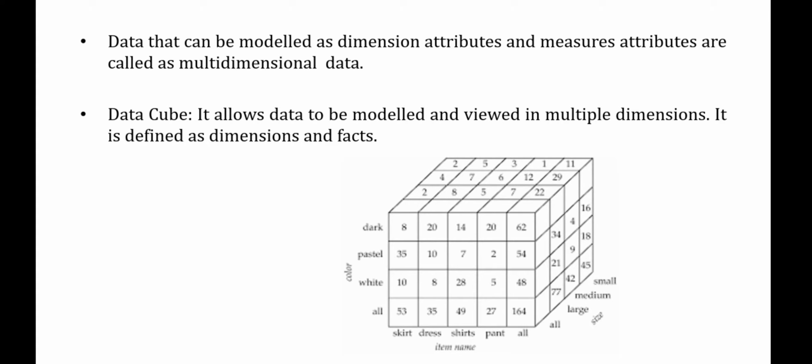Now we will create one relation called sales, which includes all these three attributes. Sales will have different fields like item name, color, size, and number. Suppose the item name can be a text value. What can the different item names be? Skirt, dress, shirt, pant. Likewise we can have different item values. You can see the different item names here for these items.